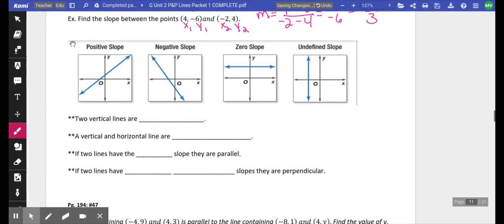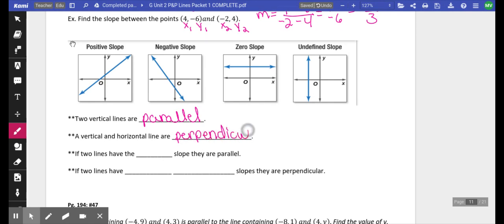Remember that a line going up from left to right is a positive slope. Down from left to right is negative. Horizontal is a zero slope. And vertical is undefined. Two vertical lines are always parallel. A vertical and a horizontal line are always perpendicular. They will always meet at a right angle.